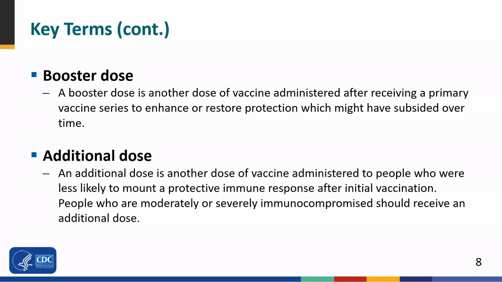We will now go over the difference between a booster dose and an additional dose. A booster dose is another dose of vaccine administered after receiving a primary vaccine series to enhance or restore protection, which might have subsided over time. An additional dose is another dose of vaccine administered to people who are less likely to mount a protective immune response after initial vaccination. People who are moderately or severely immunocompromised should receive an additional dose.